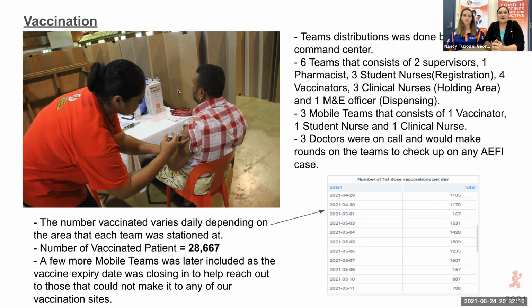We had 3 mobile teams that consist of 1 vaccinator, 1 student nurse, and a clinical nurse that were established to reach out for people with disabilities and any elderly that could not make it in, they could not come into any of our vaccination sites. 3 doctors were also assigned to make rounds on the teams and check up or be on call for any AEFI case.